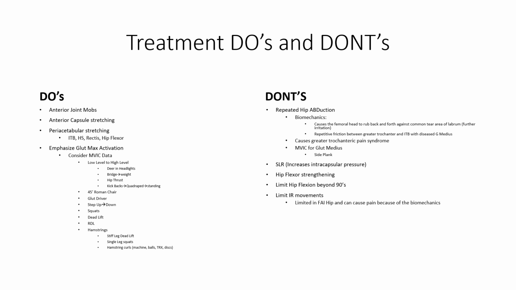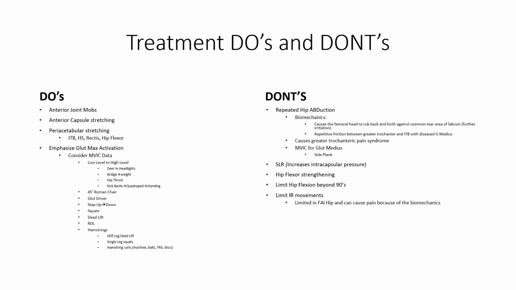Again, hip flexor stretching, please make sure that the biomechanics are right. Please stabilize the pelvis and don't let that hip go into an anterior tilt. Emphasizing glute max activation, super important here. Consider the max volitional isometric contraction data. You want to go low level to high. Start in supine. Get those glutes to engage.